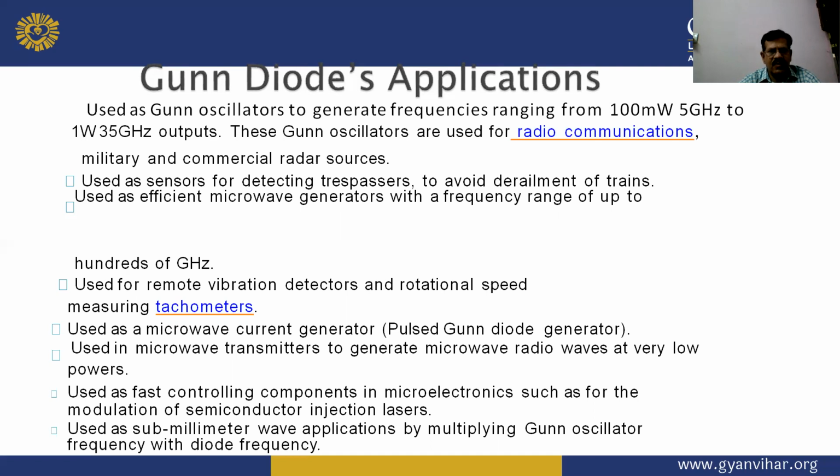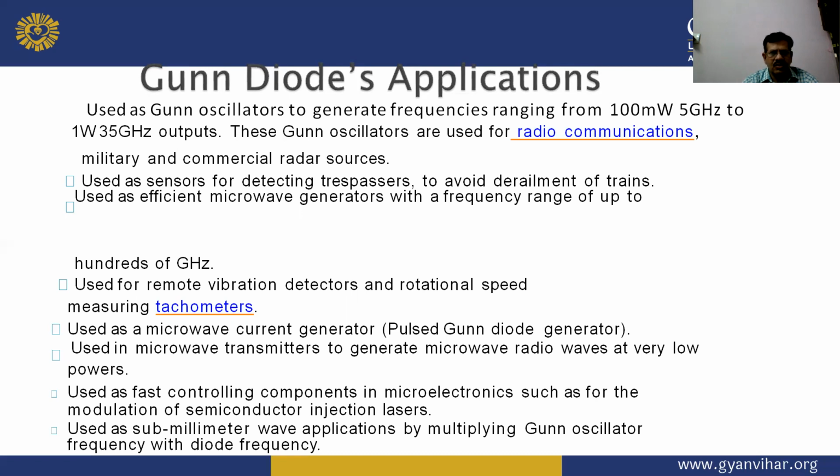Used as a sensor for detecting trespassers, to avoid derailment of trains. Used as efficient microwave generators with a frequency range of up to hundreds of gigahertz. Also used for remote vibration detectors and rotational speed measuring tachometers.